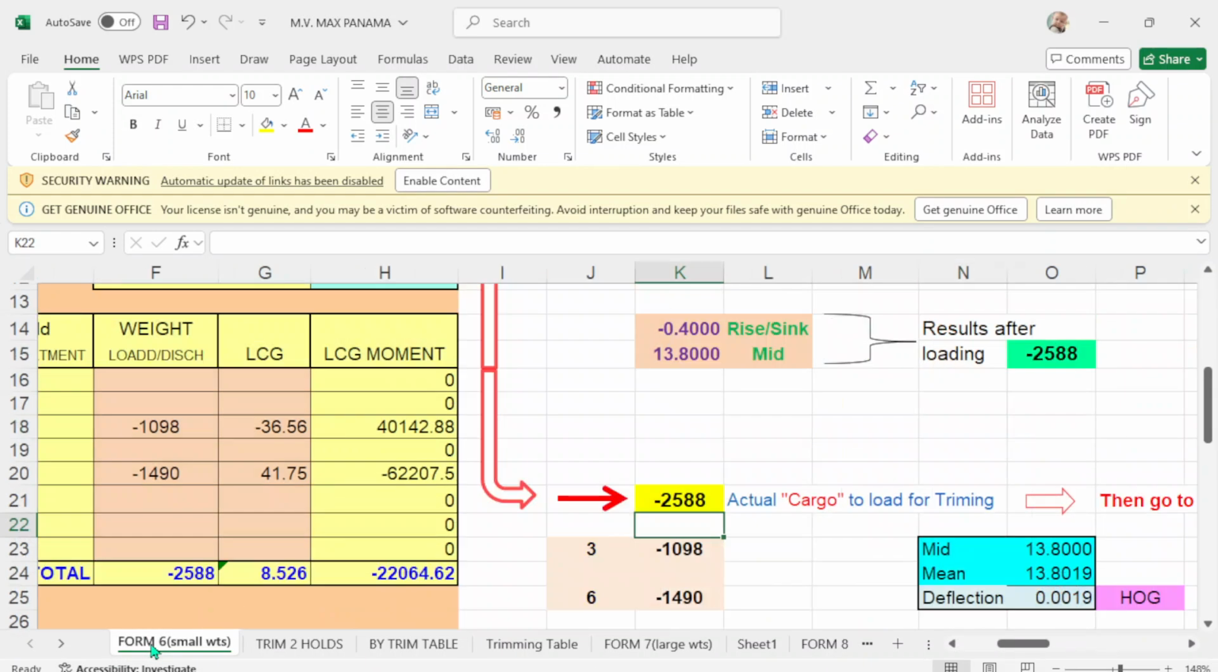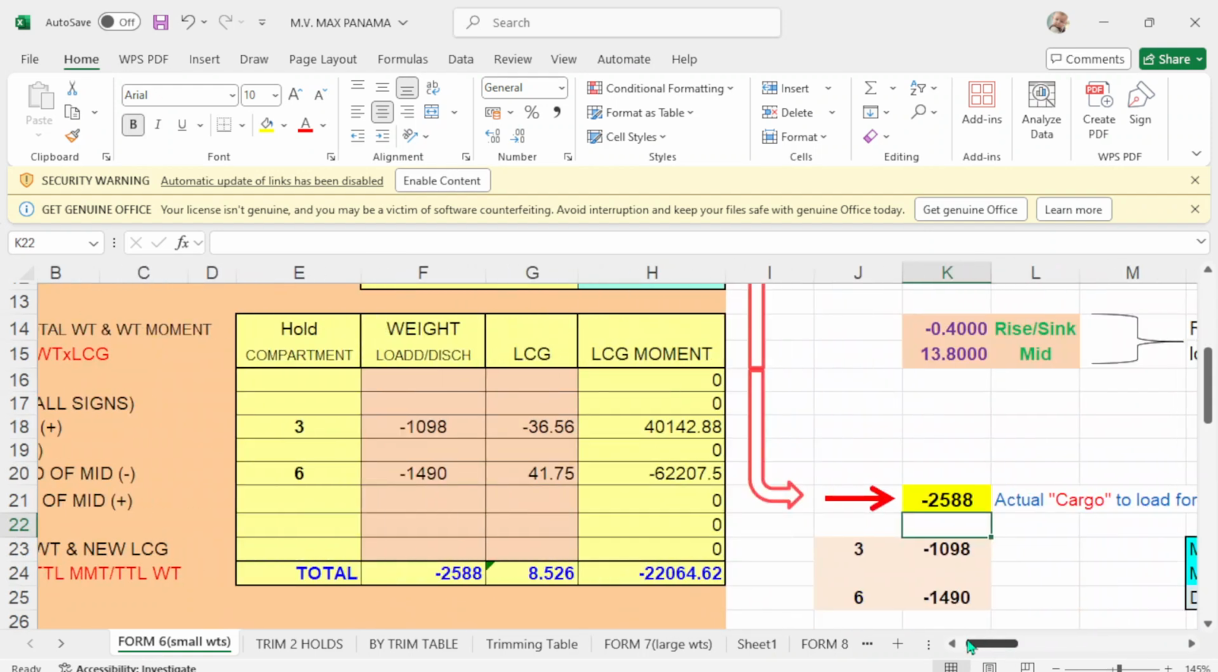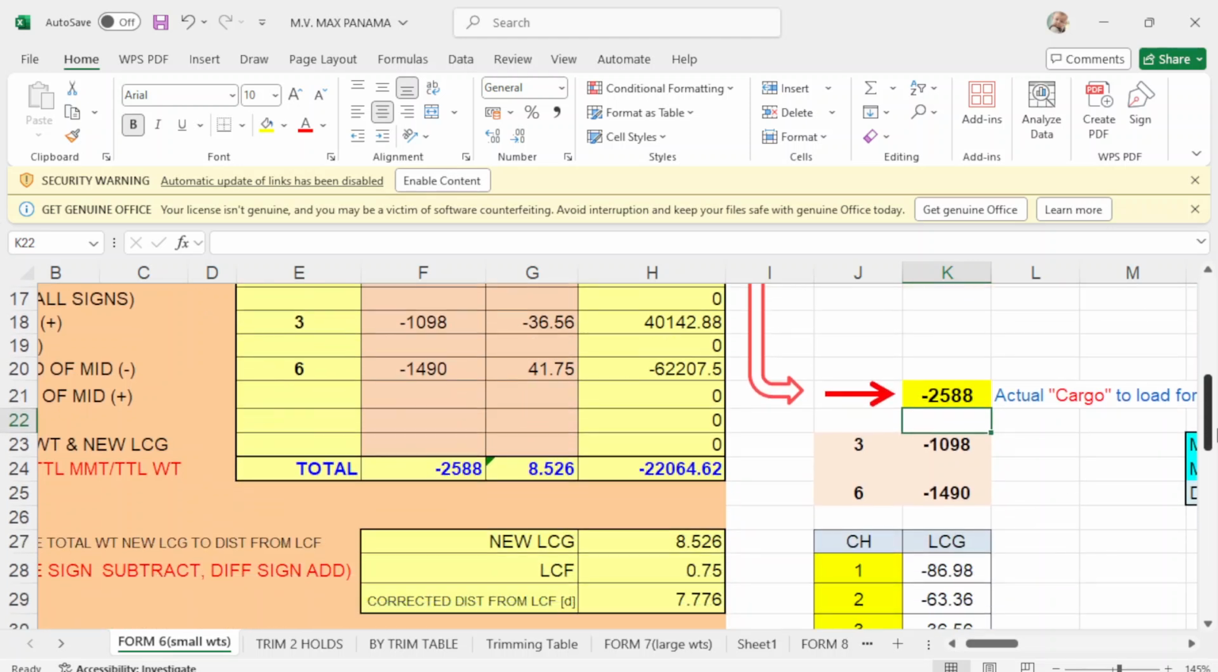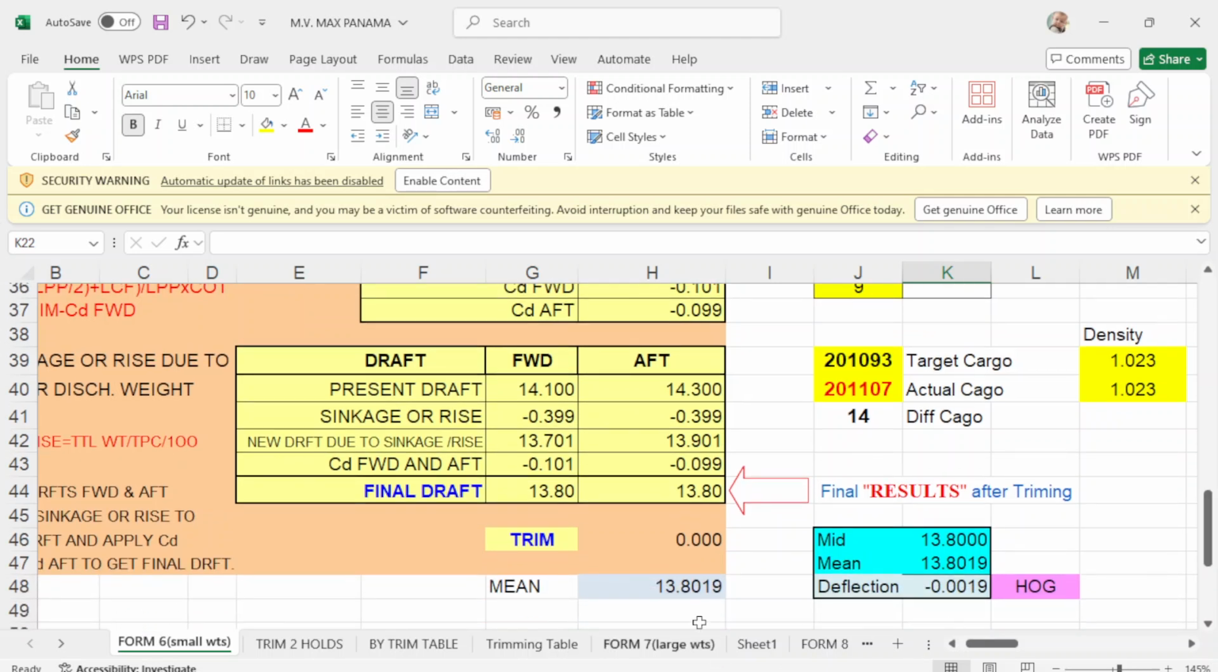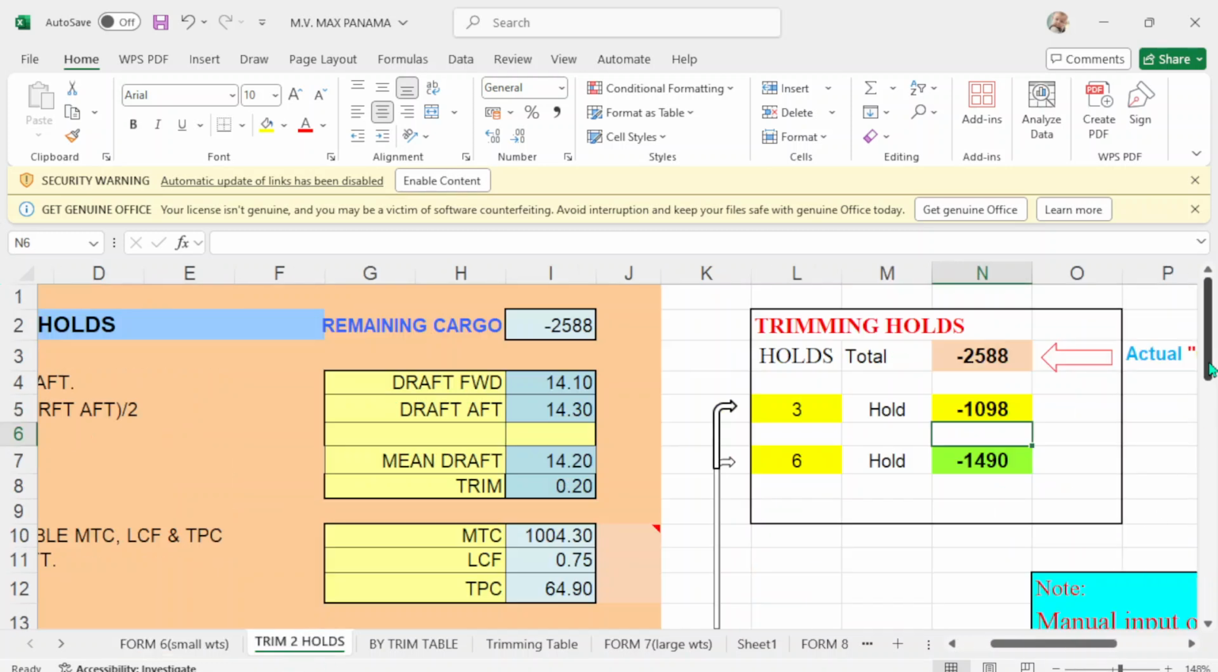Okay, from here, hole number 3, you discharge negative 1098, you have the LCG, and hole number 6, you discharge negative 14090, and your final drop will be 13.80 forward, up drop will be 13.80. Okay, and your 0 trim and your main drop is 13.80, you have a 0 deflection. Okay, that is the same with the trim holes too.